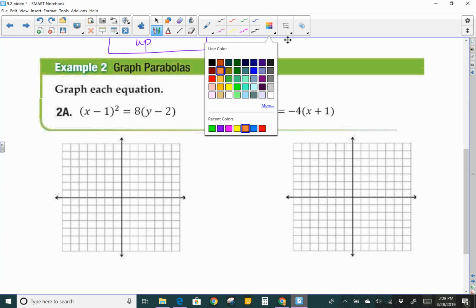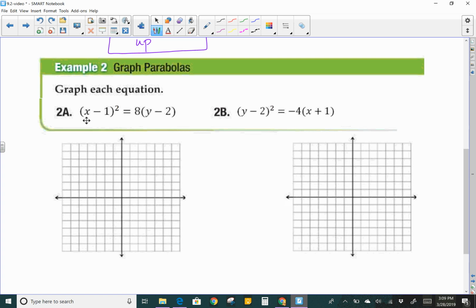Okay, so from here, let's go grab this guy: (x minus 1) quantity squared equals 8 times (y minus 2). The first thing you would do is find your vertex, and my vertex is (h, k). h is always with x, k is always with y. So that's going to give me (1, 2). If it's in the parentheses, it's always the opposite of what it looks like.